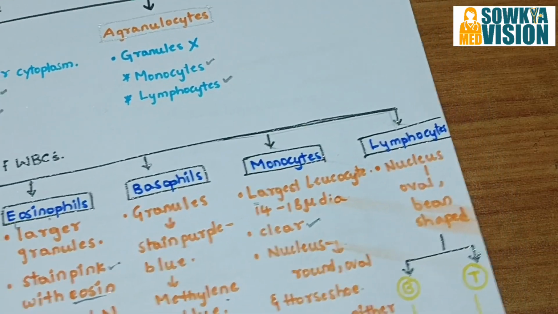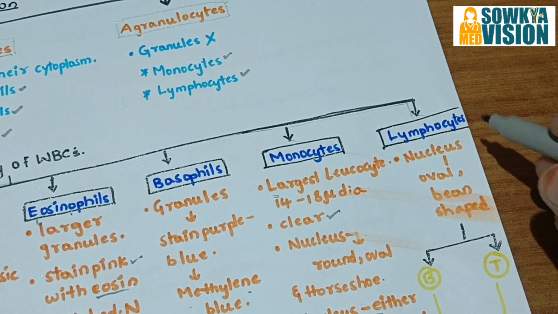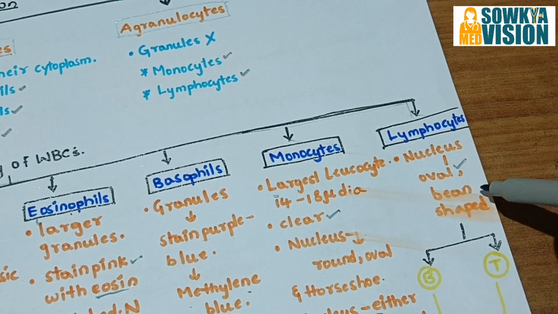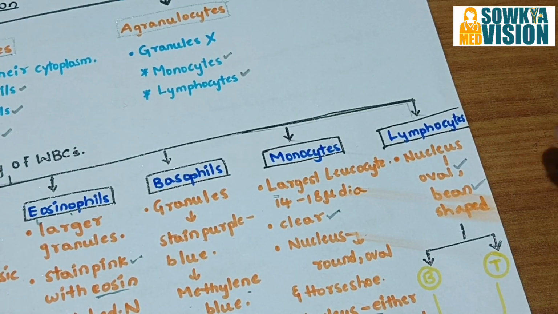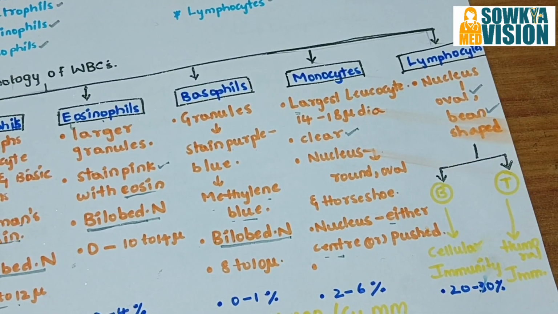And now lymphocyte. Lymphocyte is also a granulocyte itself. The nucleus is oval or bean shaped or kidney shaped. There are two types of lymphocytes, B lymphocyte and T lymphocyte. Yes, the main function of the lymphocyte is involvement in immunity.